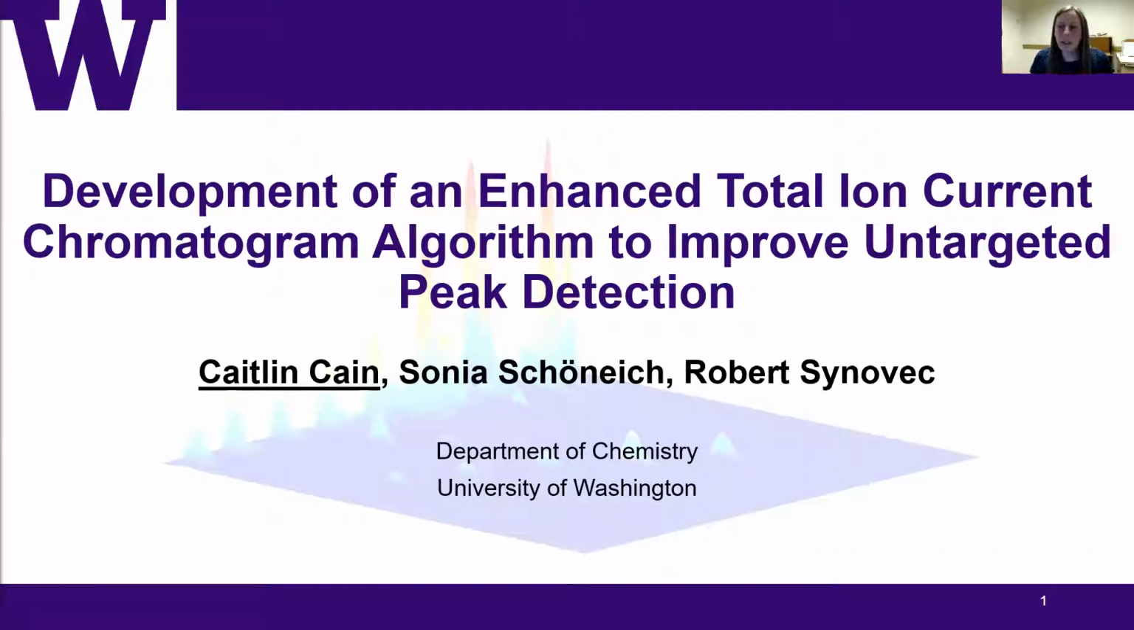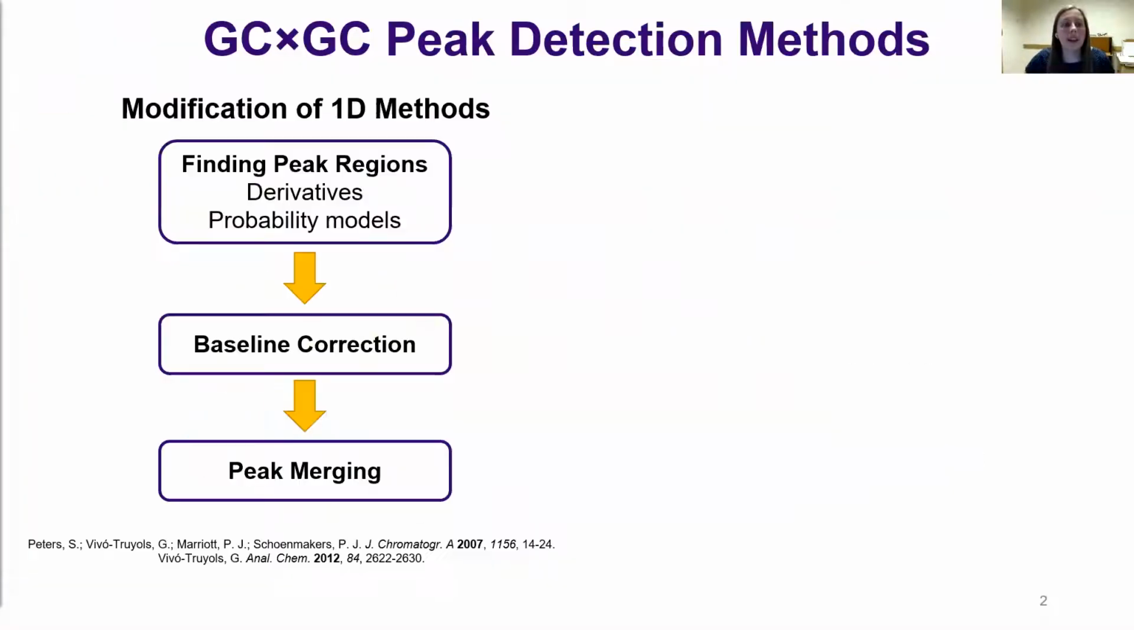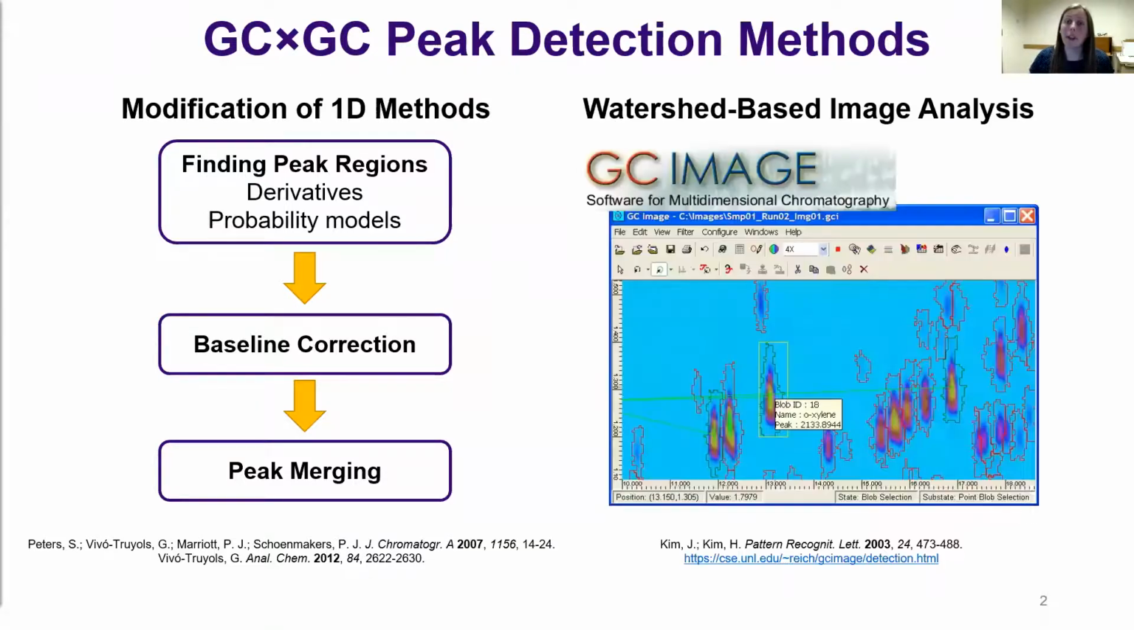Hello, everyone. My name is Cain, and I'm here to talk about the development of a novel peak detection algorithm for comprehensive two-dimensional gas chromatography. Typical peak detection methods for GC×GC data either rely upon the modification of 1D methods, or they rely upon using a watershed-based image analysis approach. And this latter choice has been popularized by commercial software such as GC Image.